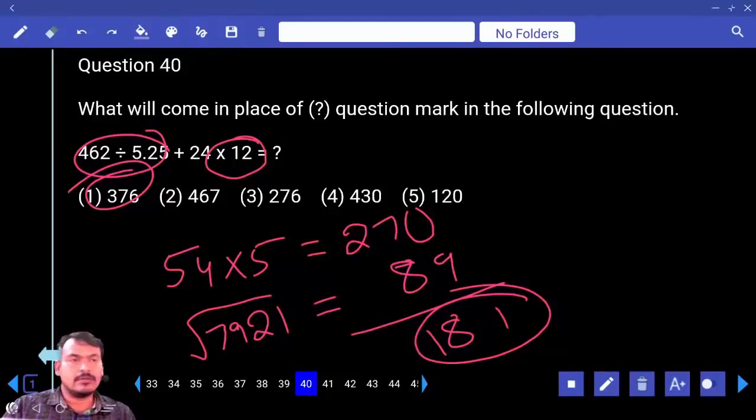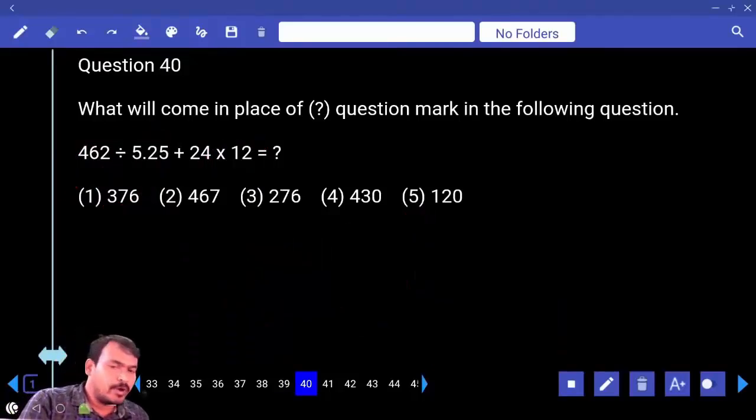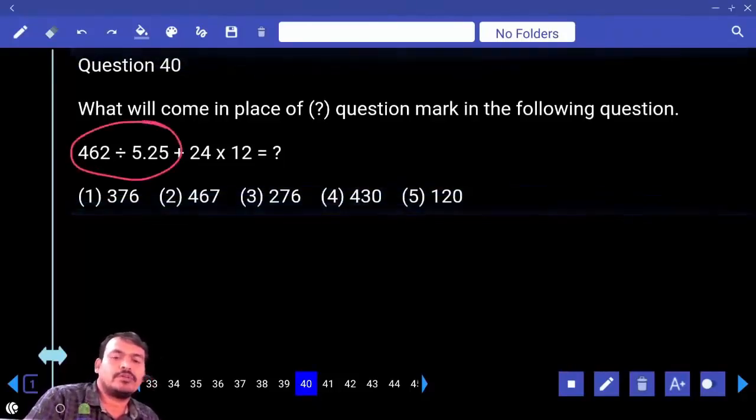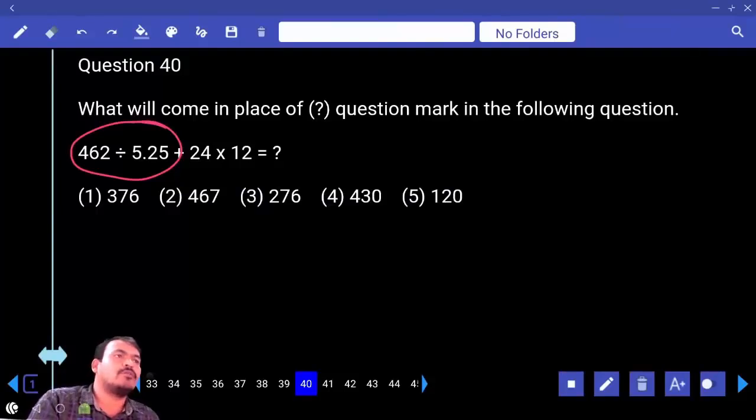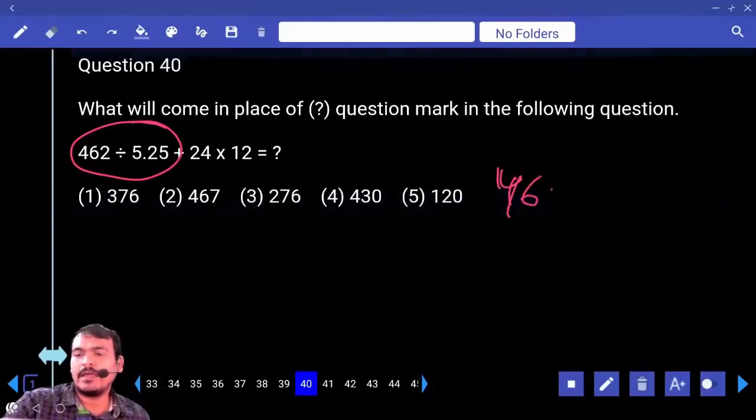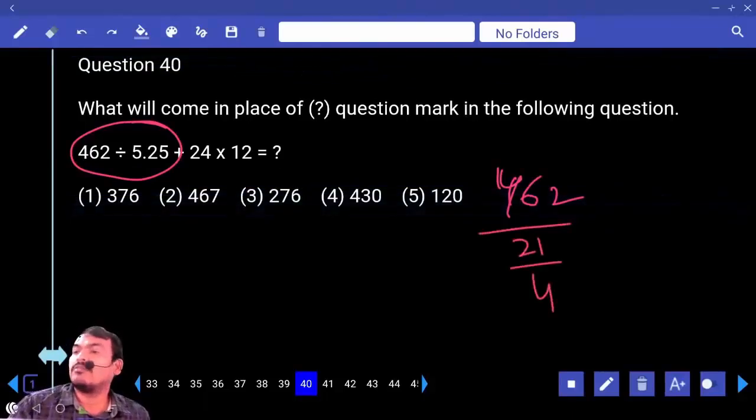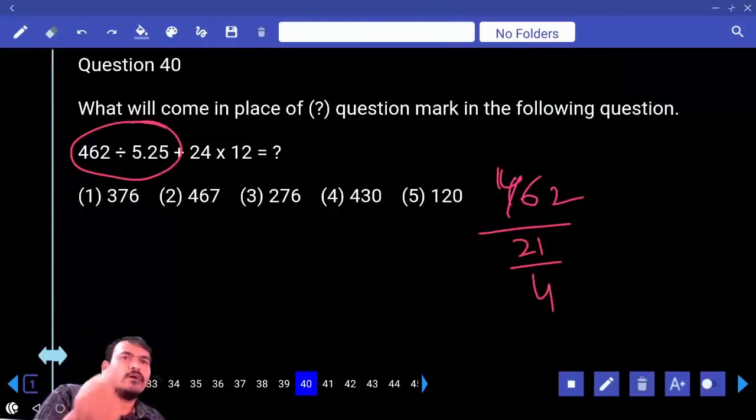Next, question number 40. 462 divided by 5.25 plus 24 into 12, or not? First priority, 462 divided by which one? 5.25. What is the double of 5.25? 10.50, or not? Double value 10.50. Again double, 21, or not? Then I write 462 by 21 by 4. 5.25 means 10.50, again double means it is 21 by 4, so we get the 5.25, or not?